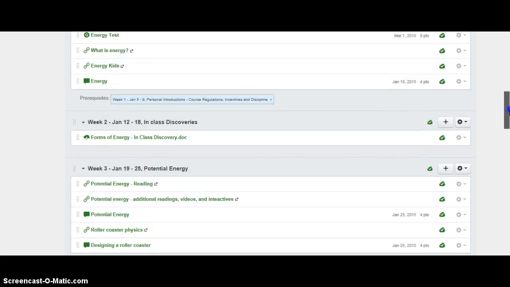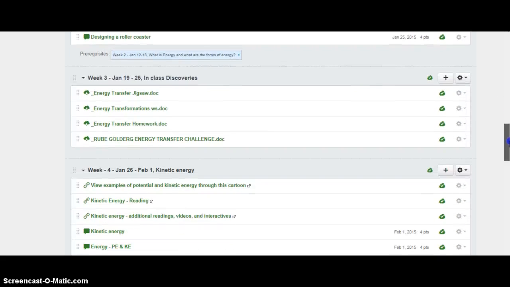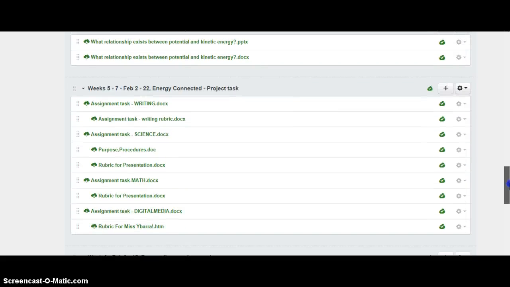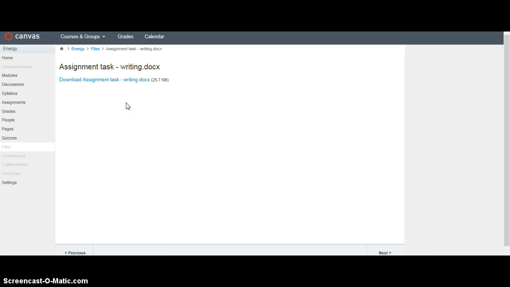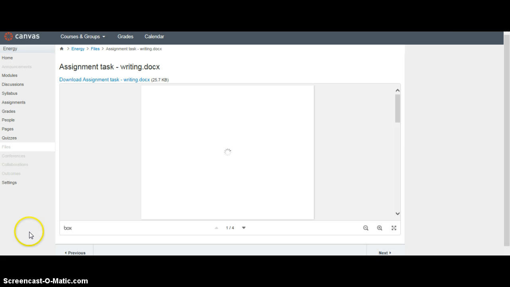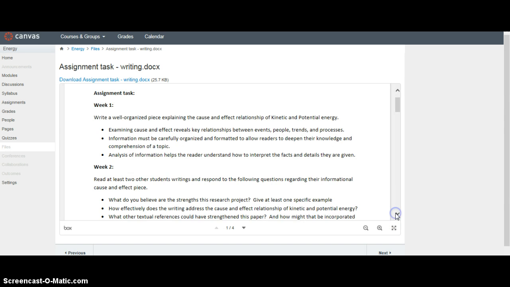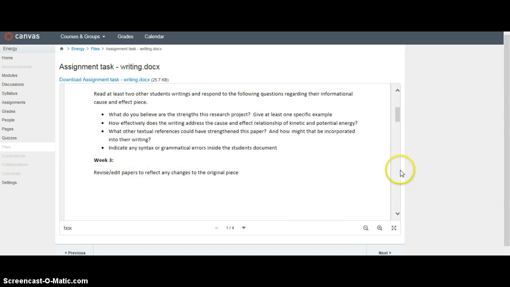Finally, I would like to give you a sneak preview of weeks 5 through 7 and the differentiated assignments that come along with this Energy Connected project task. For simplicity's sake, I'm going to stick with the writing task. As you can see with this specific task, as well as others, it has a 3-week completion period.